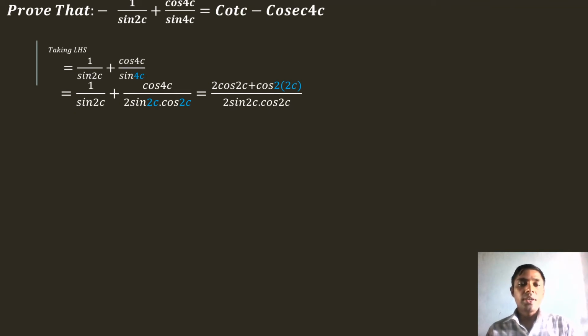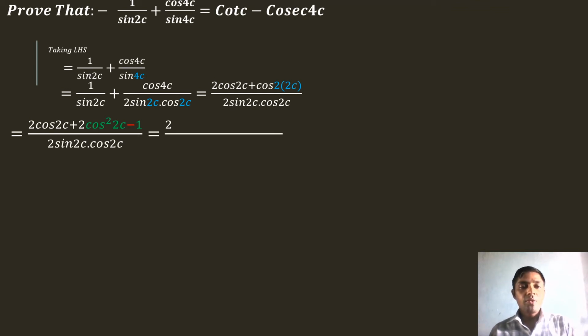Now we have to see how we'll get common terms in the numerator. Here again we are getting cos 4c. That cos 4c we can convert using the cos 2 theta formula, as 2 cos square 2c minus 1, and the denominator will be as it is. Then for the numerator we can take common 2 cos 2c, and we get 1 plus cos 2c, and minus 1 will be as it is. The denominator will also be as it is, 2 sin 2c dot cos 2c.